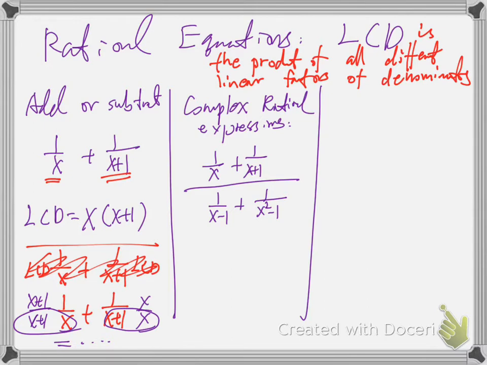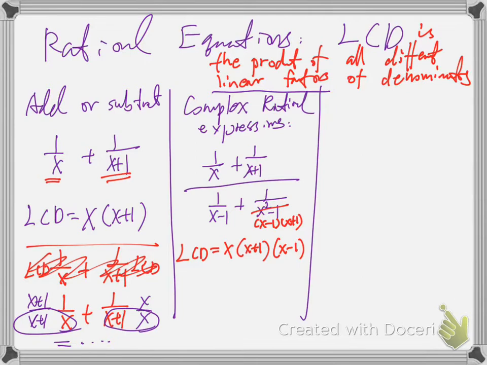So what's the LCD? We need only linear factors, so we have to factor this degree 2 denominator: it's x minus 1 times x plus 1. From the top we got two linear factors, x and x plus 1. From the bottom we got x minus 1 and x plus 1, but we already have x plus 1 from the top, so we only need x minus 1. So these are all the different linear factors of all denominators on top and bottom. The LCD is x times x plus 1 times x minus 1.